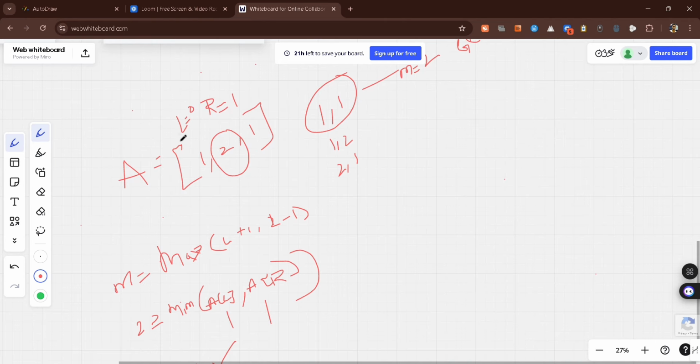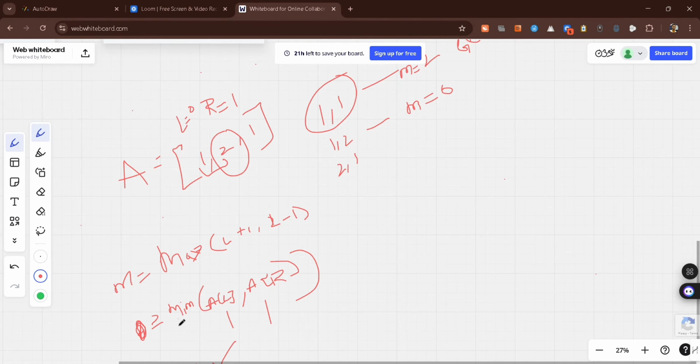In between L and R, are there any elements? No, right? To find the M value, there should be some other elements. If there are no elements in between L and R, then the M value will be 0. See 1 comma 2, in between them are there any elements present? No, right? So we can set the M value as 0.